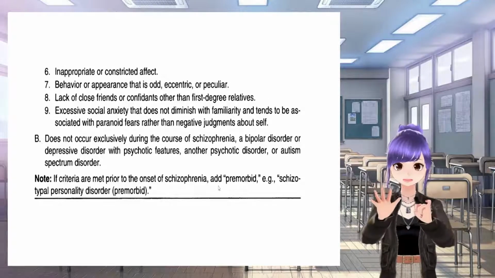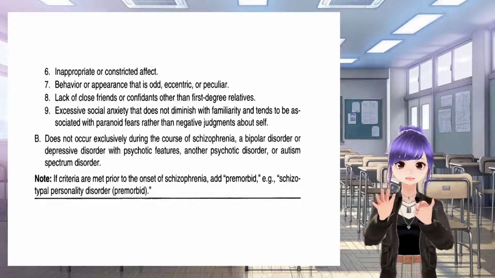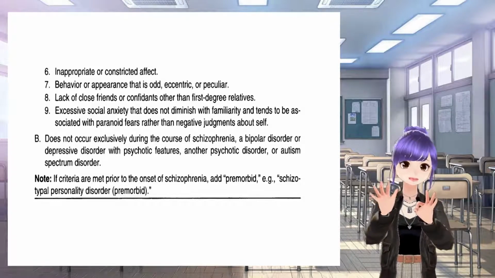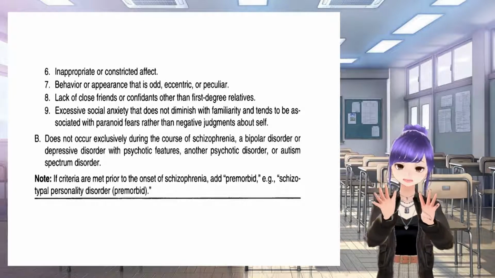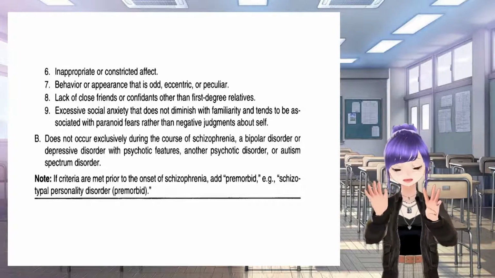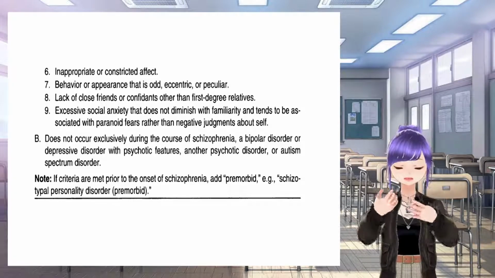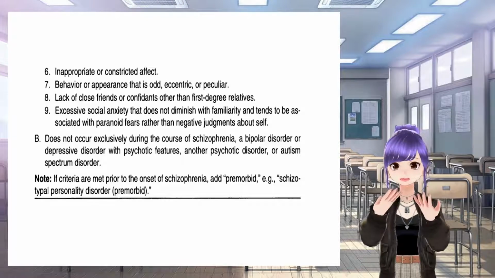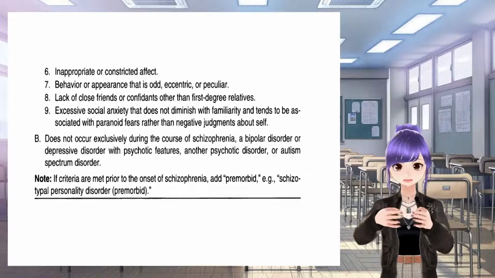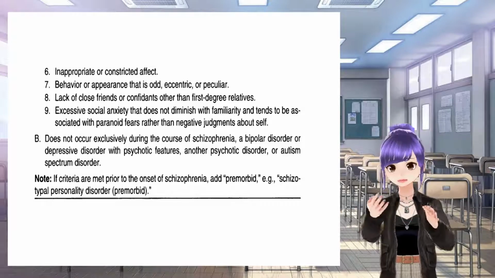Number 6, inappropriate or constricted affect. Number 7, behavior or appearance that is odd, eccentric, or peculiar. Number 8, lack of close friends or confidants other than first-degree relatives. And number 9, excessive social anxiety that does not diminish with familiarity and tends to be associated with paranoid fears rather than negative judgments about the self. And of course, it does not occur exclusively during schizophrenia, bipolar disorder, depression with psychotic features, another psychotic disorder, or autism spectrum disorder. And we must take into consideration if it is a premorbid disorder before schizophrenia.